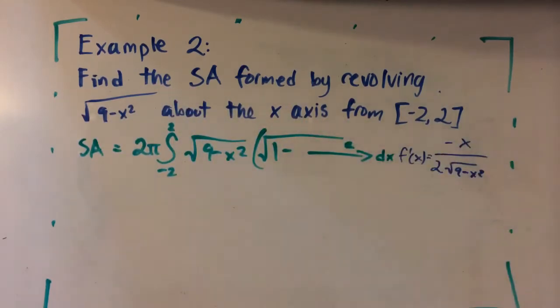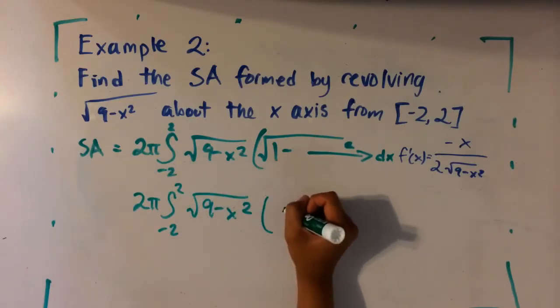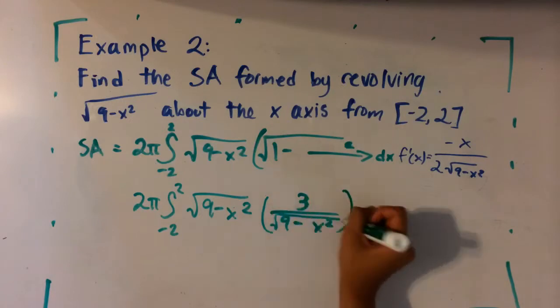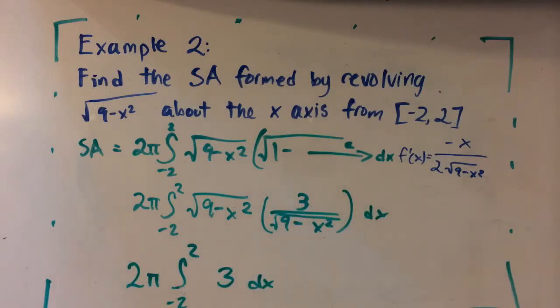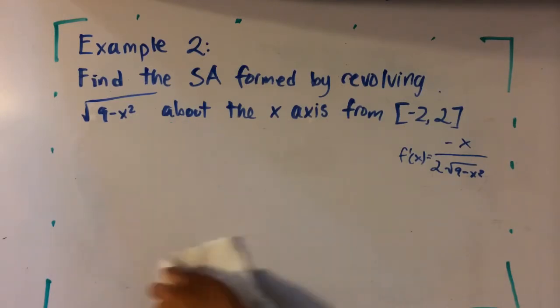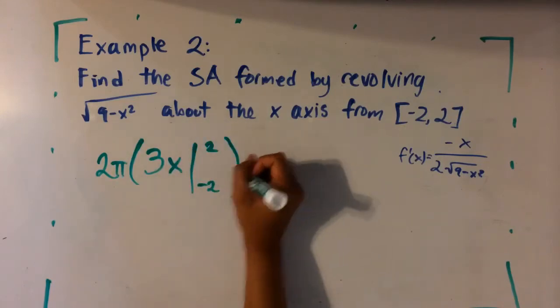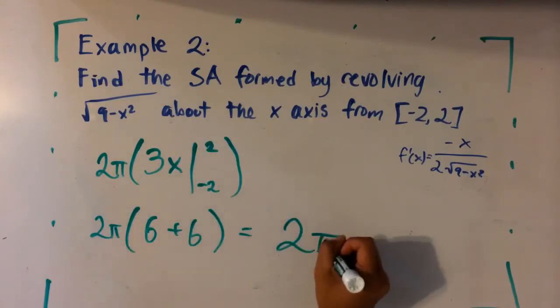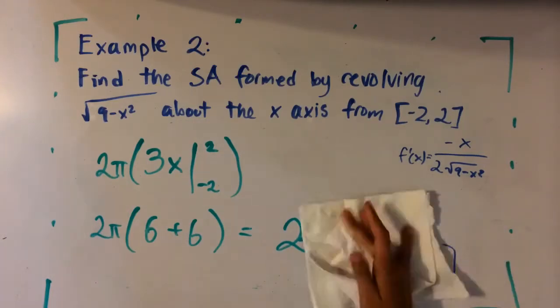It looks really nasty at first, but all you have to do is simplify it down and you end up with 3 over the square root of 9 minus x squared, and those 9 minus x squared square rooted cancel out, and so we end up just having 2 pi times the integral from negative 2 to 2 of 3 dx. Evaluate that and you get 2 pi times 6 plus 6, which is 24 pi. And I rewrote that twice.